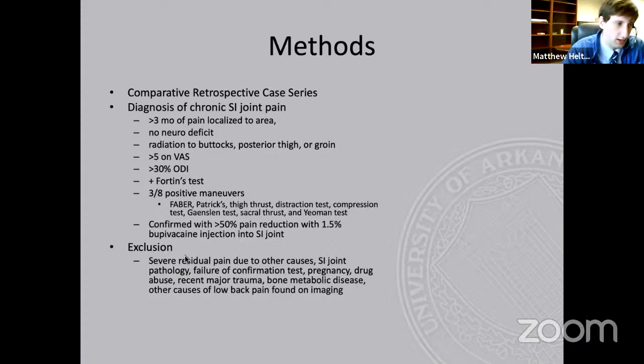And then after this, they confirmed it with a greater than 50% pain reduction with bupivacaine injection into the SI joint. They excluded patients that had other reasons to have pain, failure of the confirmation test, pregnancy, drug abuse, recent major trauma, etc.